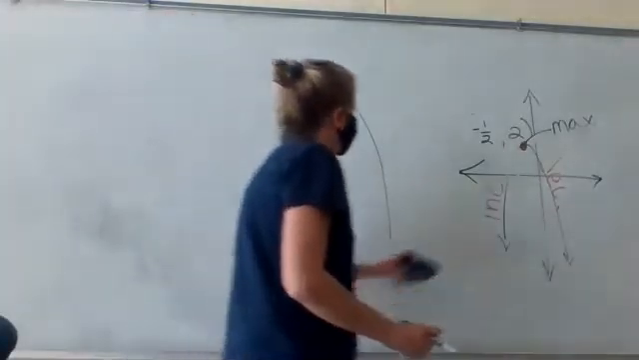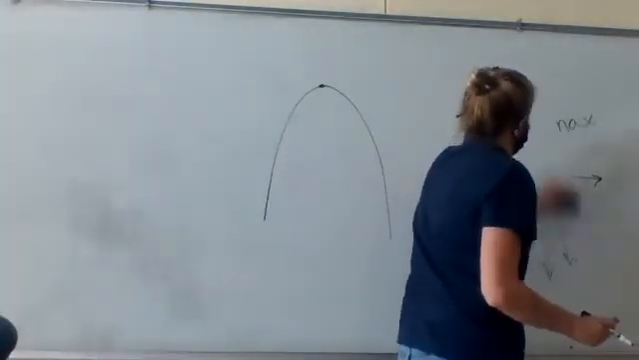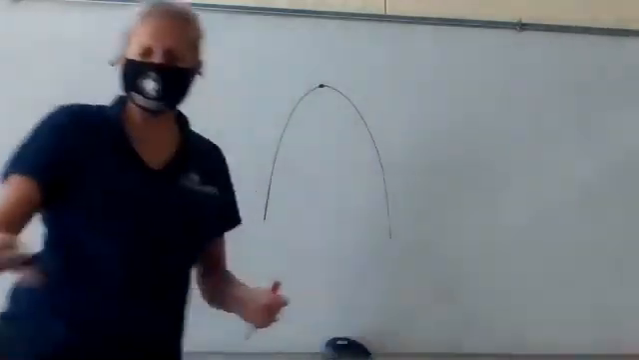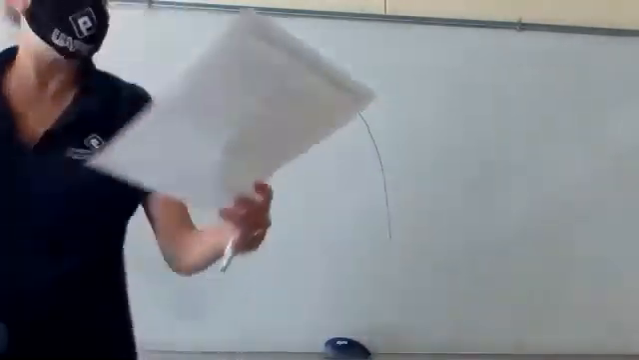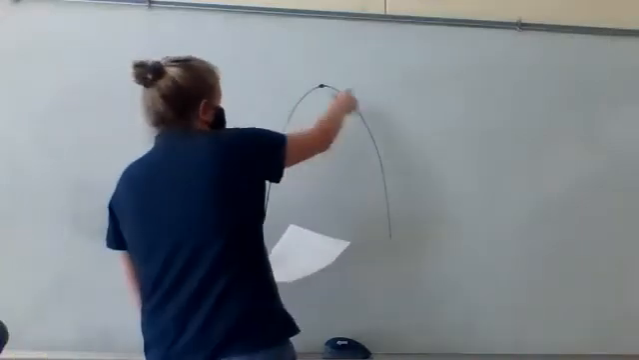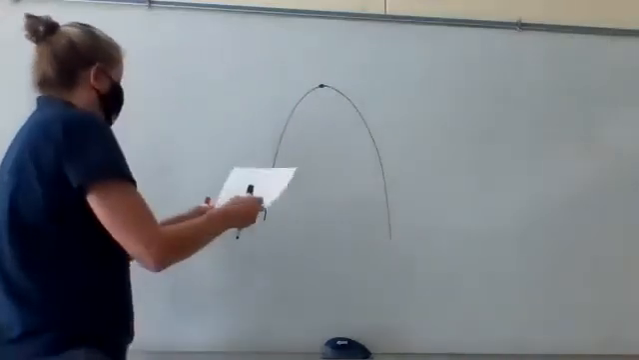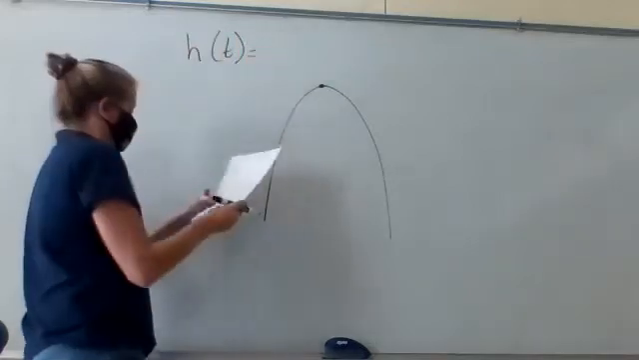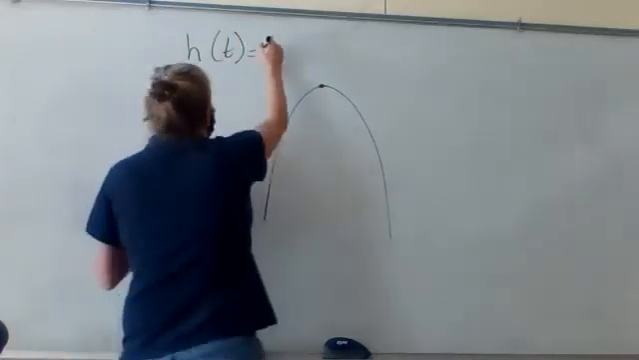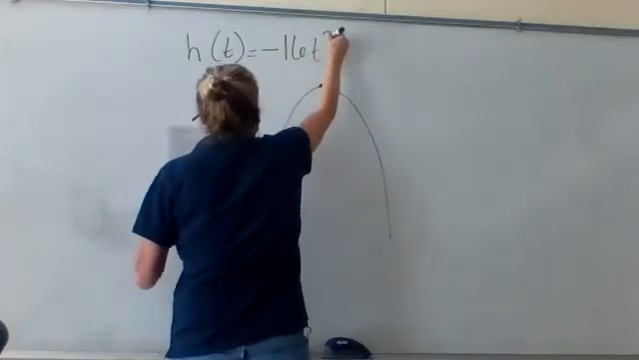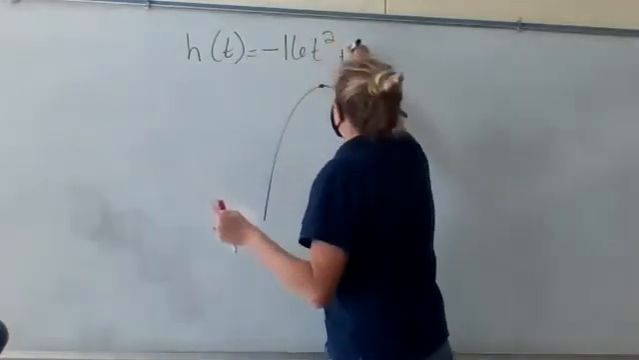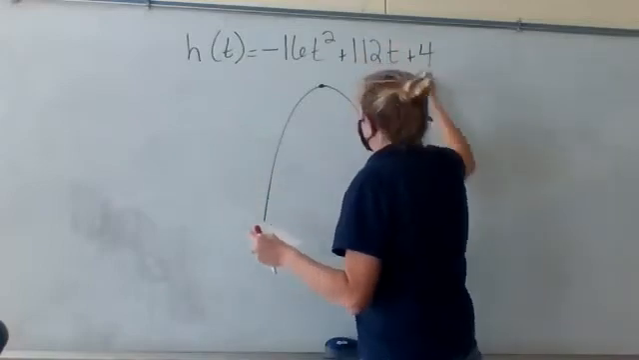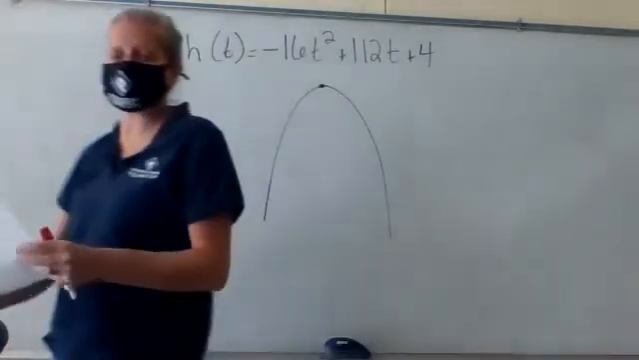Okay? So it tells us that the function that they have figured out for us, that makes the shape of this parabola, is h of t equals negative 16t squared plus 112t plus 4. That's the function that makes that shape.